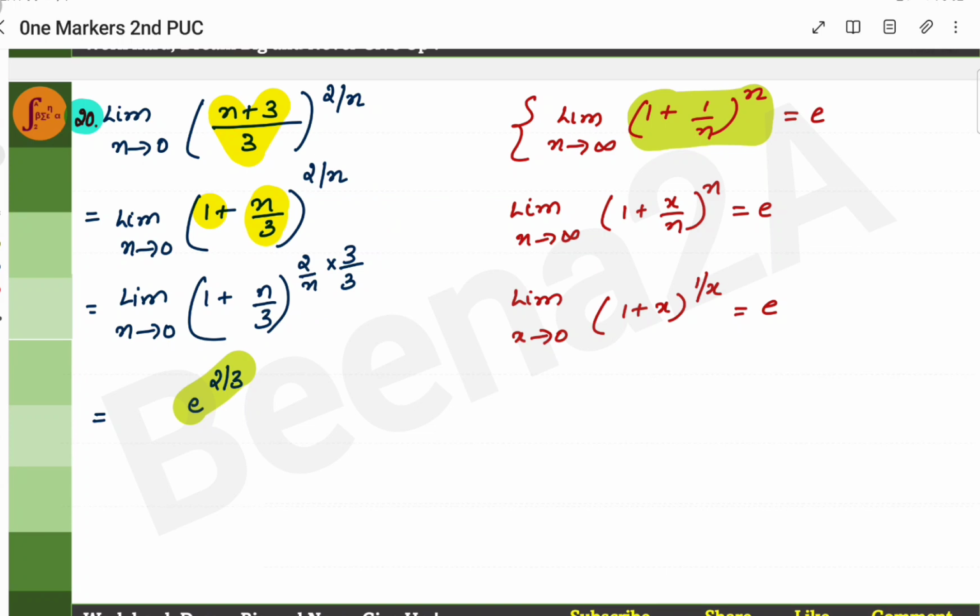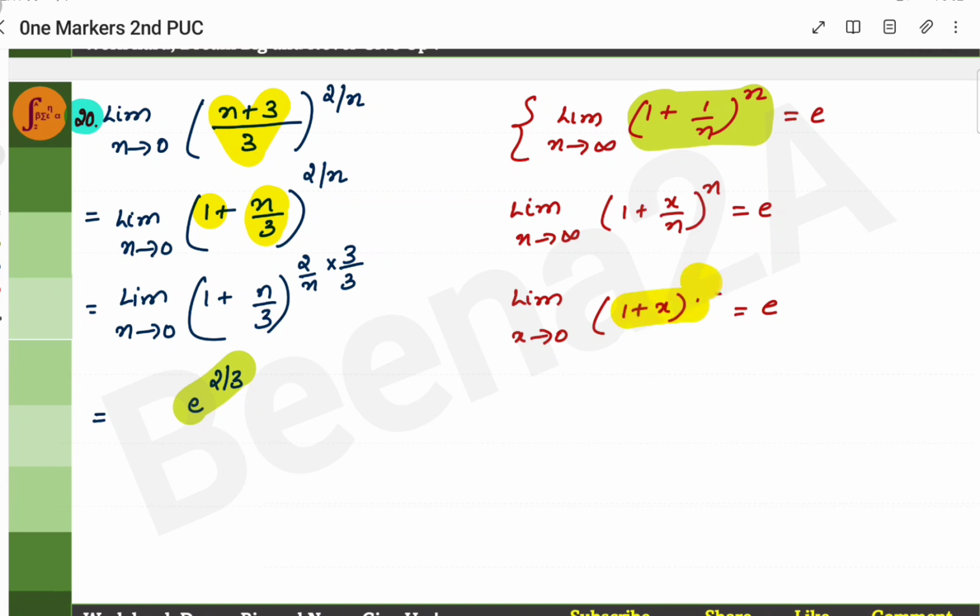This is a little confusing, right? You need to practice these kinds of problems. Here I have n by 3. I can't put this 1 by n formula because n is in the numerator, here n is in the denominator. I cannot apply this. Can I apply this? Here I have x and n, but there is no x at all here. No, I can't apply this.